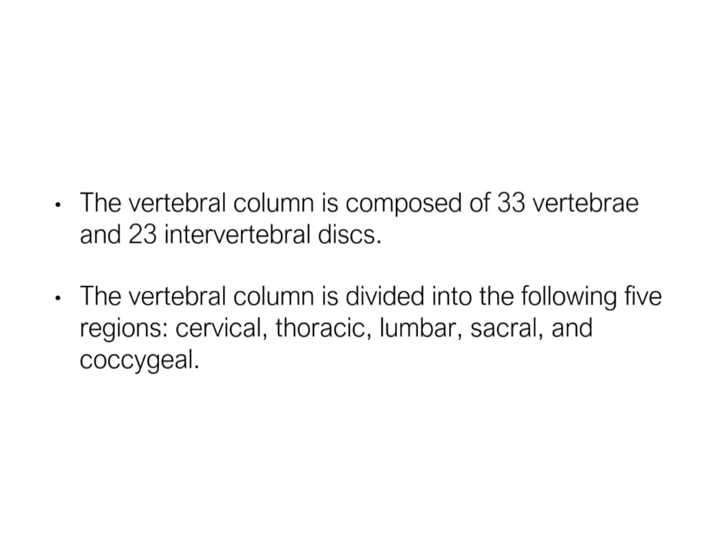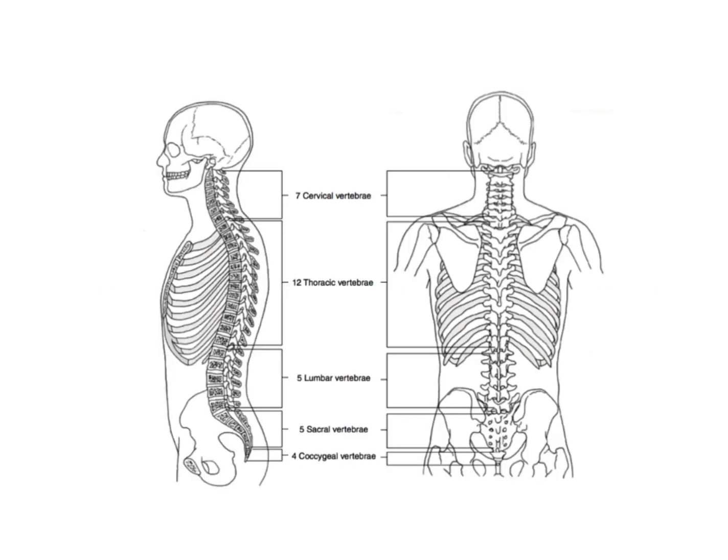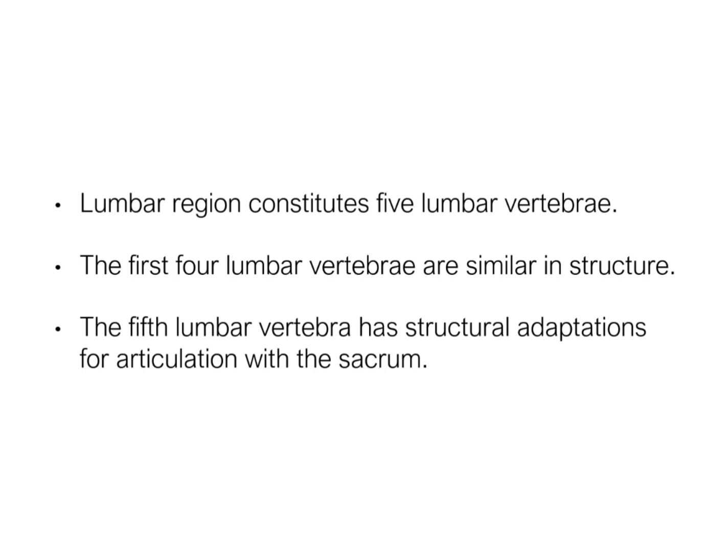The vertebral column is composed of 33 vertebrae and 23 intervertebral discs divided into 5 distinct regions: cervical, thoracic, lumbar, sacral and coccygeal. Lumbar region constitutes 5 lumbar vertebrae. The first 4 lumbar vertebrae are similar in structure, and the 5th vertebra has structural adaptations for its articulation with sacrum. Let us now see the structure of a typical lumbar vertebra.